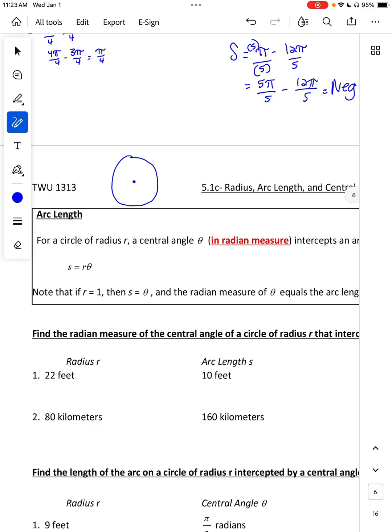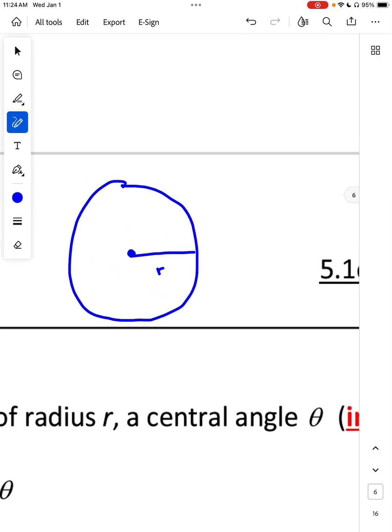We have our center. So going out from the center is our radius. And then we have just an angle. This is called a central angle. We're going to call it theta. And then our arc length right here is going to be called S. So this is our arc length. Okay. So there are all the parts that we need: radius, theta, which is our central angle, and then S, which is the arc length. So think about the arc length as the crust on the pizza, okay?